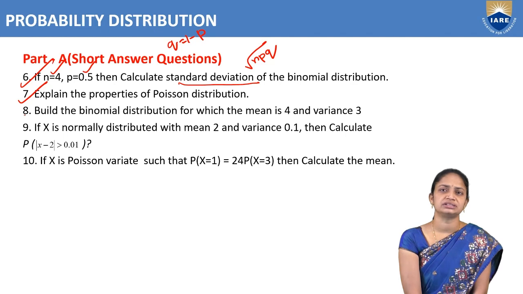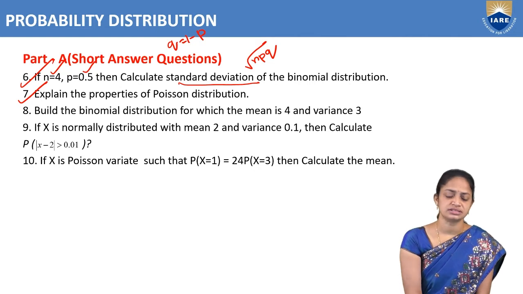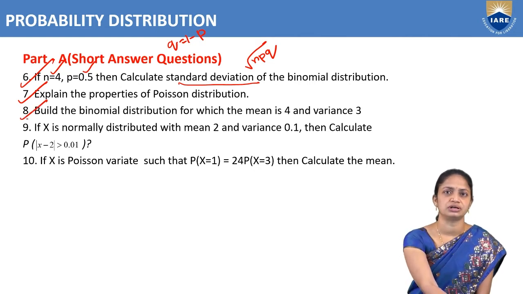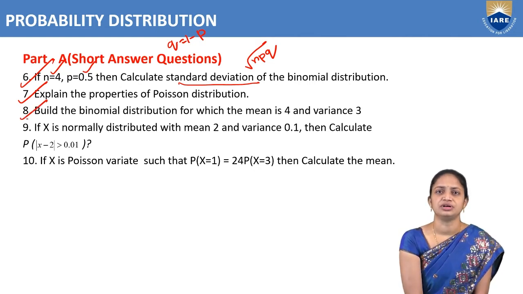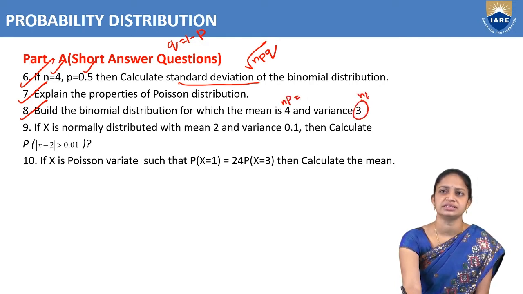So the properties are there in the discussion in our theory classes. You have to go through that class or video. So we'll build the binomial distribution for which the mean is 4. So that means the mean of the binomial distribution is NP equal to 4 and variance is NPQ equal to 3.